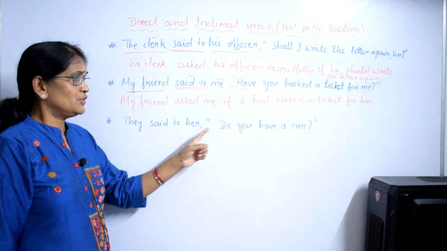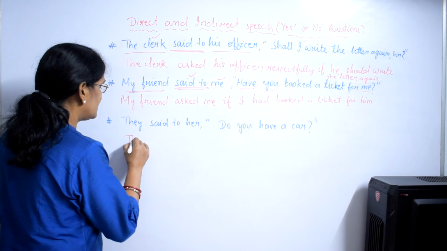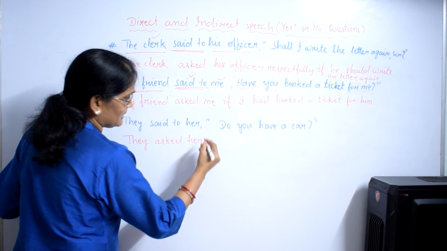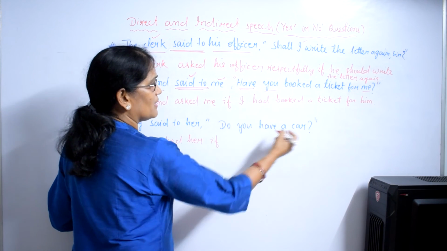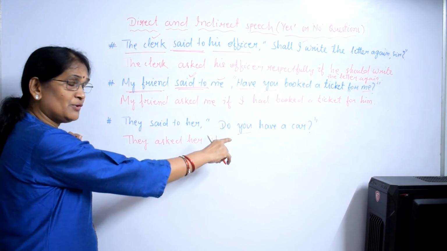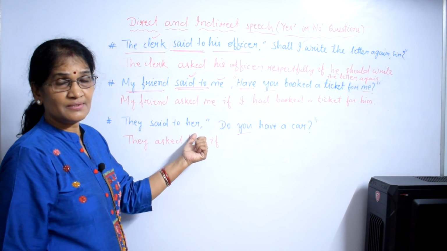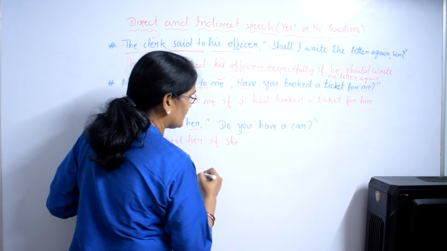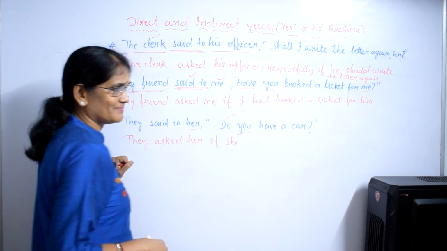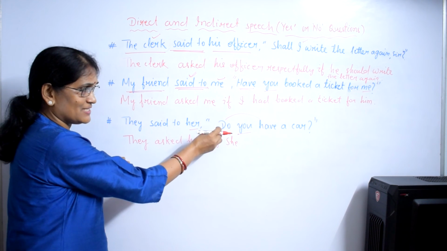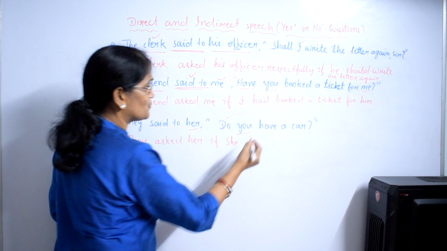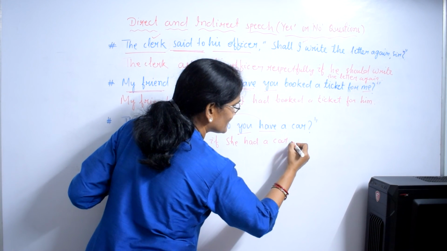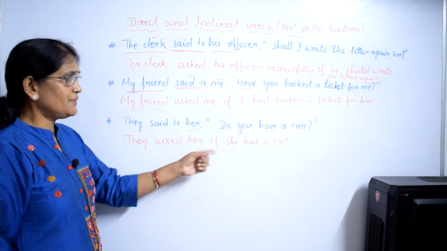They said to her, do you have a car? They asked her if. Do you have a car? You is the subject here. What I told? Second person pronoun will be changed as per object her. Its subjective form is she. She do have a car. Simple present will be changed into simple past. So the past form of have, had. She had a car. Full stop. They asked her if she had a car.